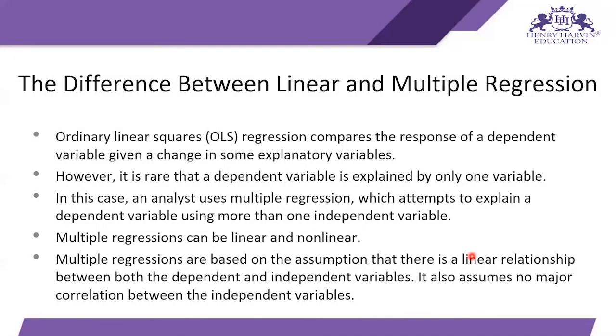And next comes the difference between linear and multiple regression. In linear regression, ordinary least squares (OLS) regression compares the response of a dependent variable given a change in some explanatory variables. However, it is rare that a dependent variable is explained by only one variable. So basically, in the real world, it is very difficult.